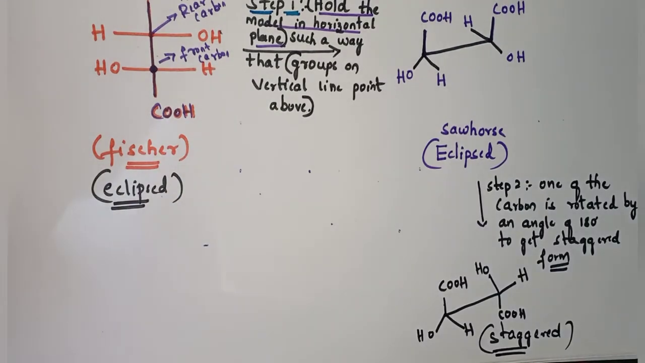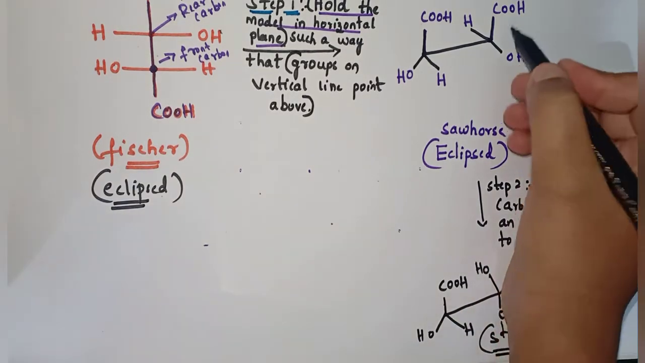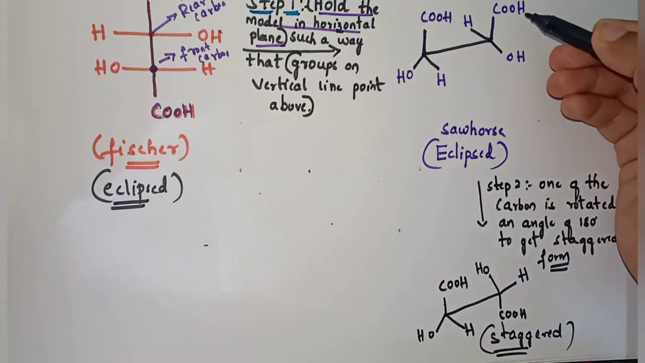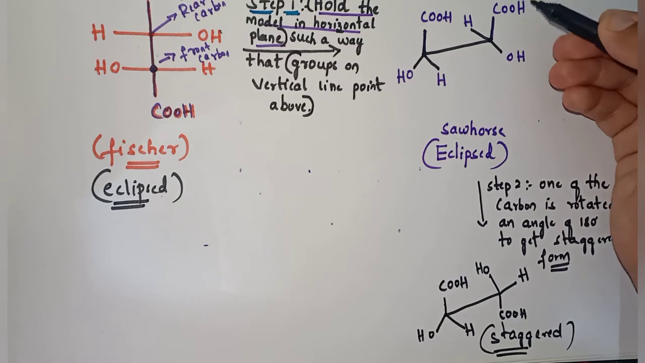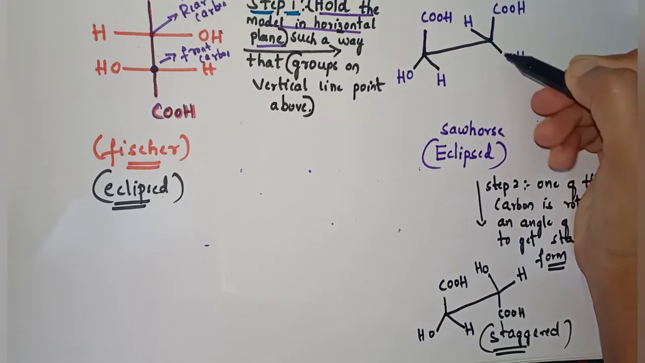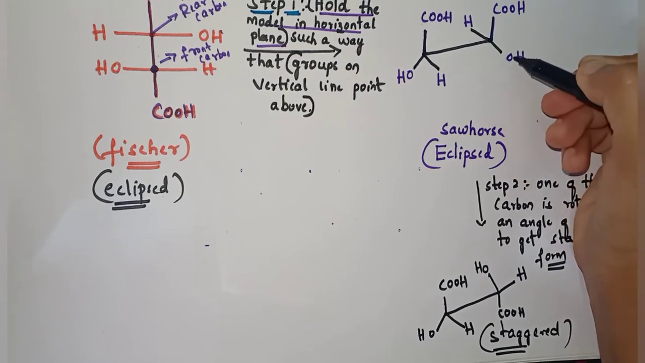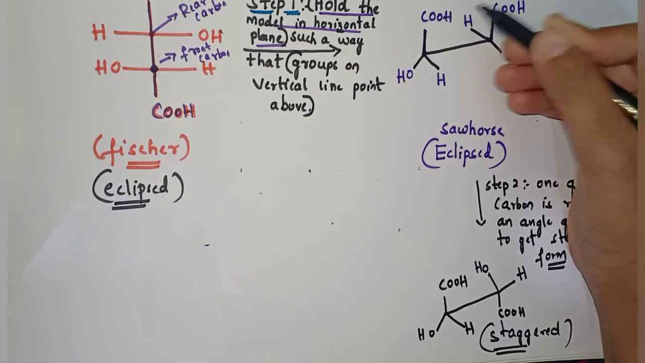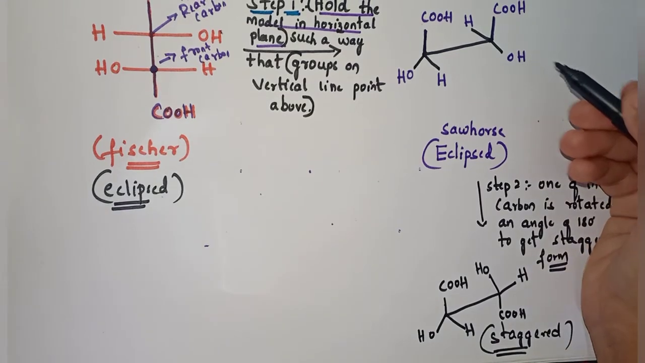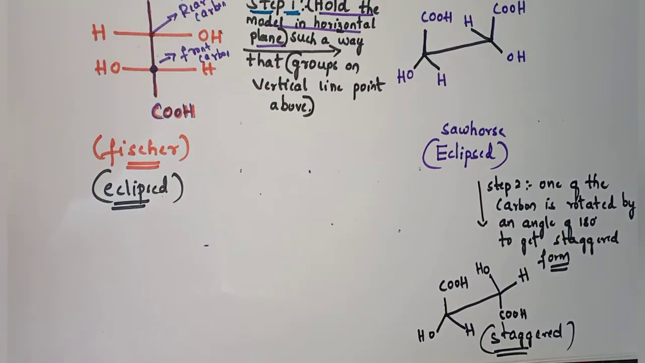Once again, let's see this step 2. Here one of the carbons is rotated by an angle of 180 degrees to get the staggered form. So we have to rotate the carbon by 180 degrees. If I rotate this carbon by 180 degrees, this will come exactly opposite to this one, and this hydrogen will come here. So this is the way the arrangement takes place.